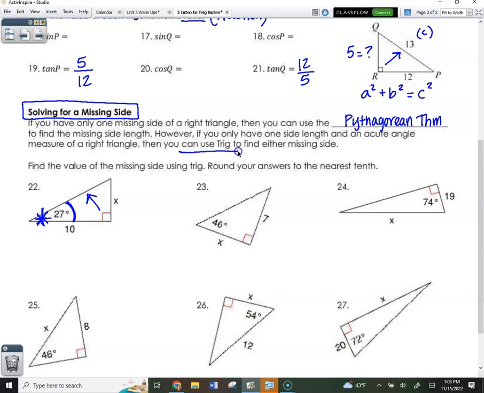You can use trig. Read the directions. Find the value of the missing side using trig. Round your answer to the nearest what? Tenth, which means how many zeros? One, which means check the second number. Okay, the first step to solving with trig is set up your trig function. Okay, go back to the front of your paper. Go back to the front.